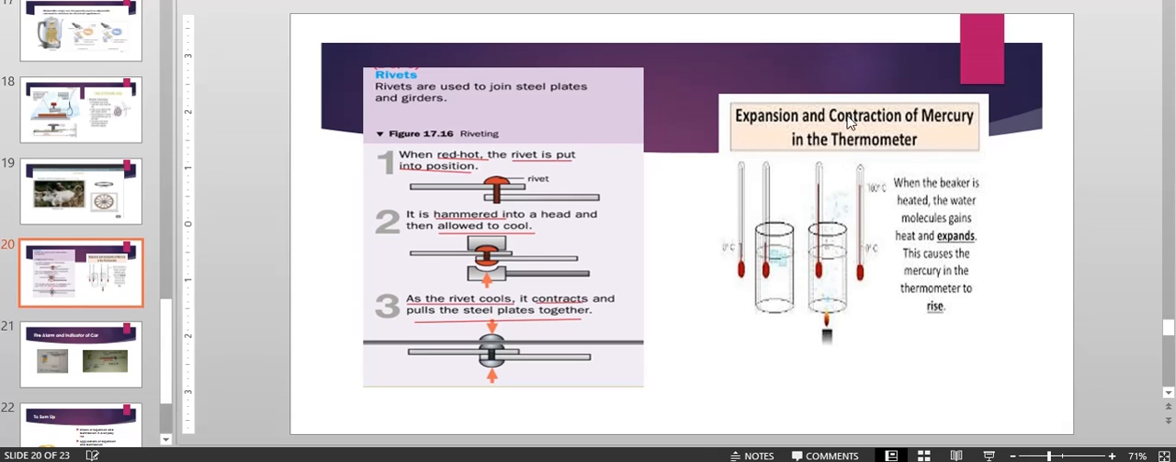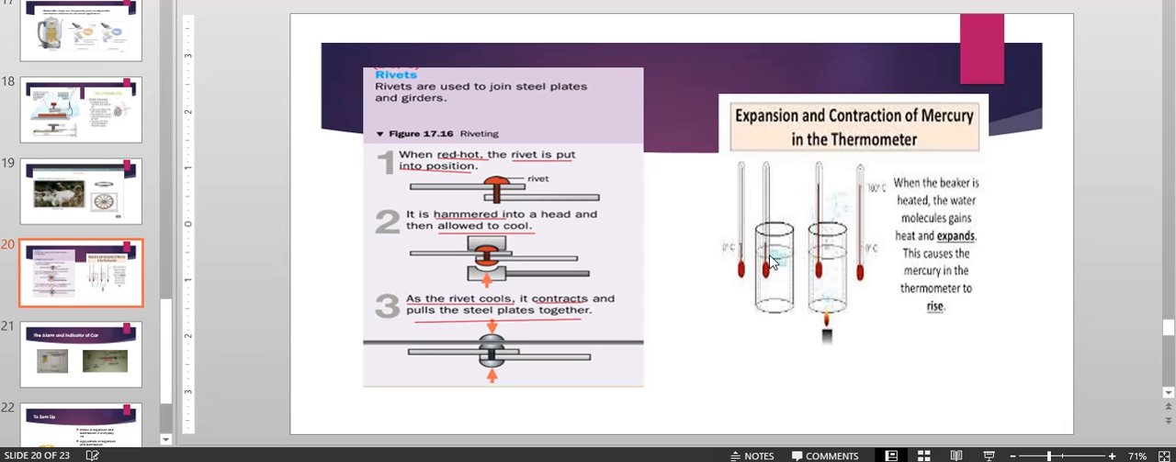Another application of thermal expansion and contraction is used in thermometers. When we place a thermometer in a hot beaker, the molecules gain heat and will expand the mercury. This causes the mercury in the thermometer to rise.